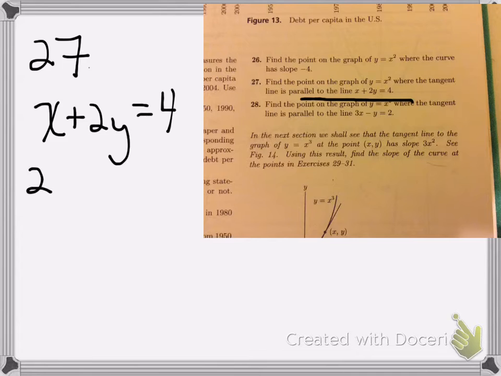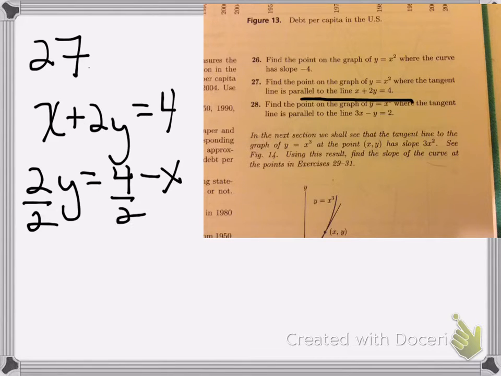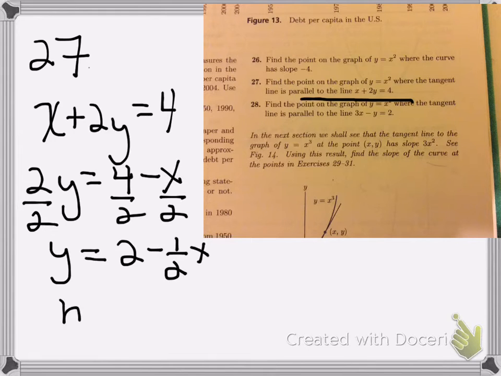I'm going to write this equation of a line in a form where I can read the slope, so I'm going to isolate the y, and now I'm ready to read the slope. The slope is negative 1/2 because the equation is y equals 2 minus 1/2 x. I'm still looking for the point. So I know my slope is negative, don't forget the negative, 1/2.